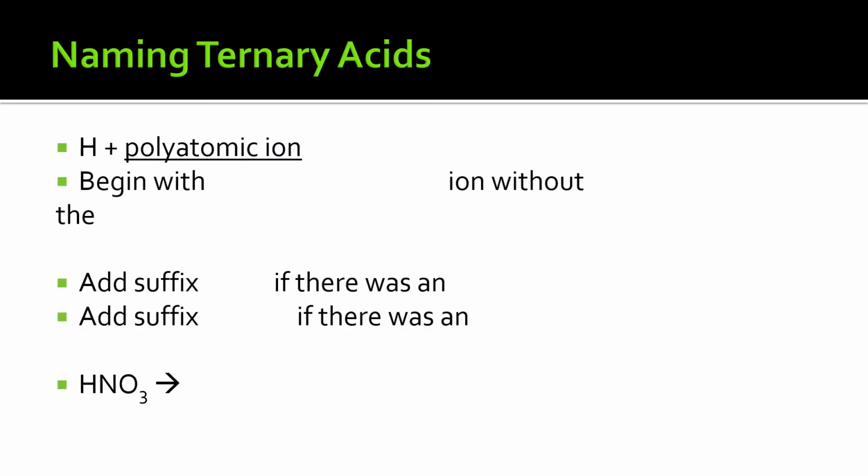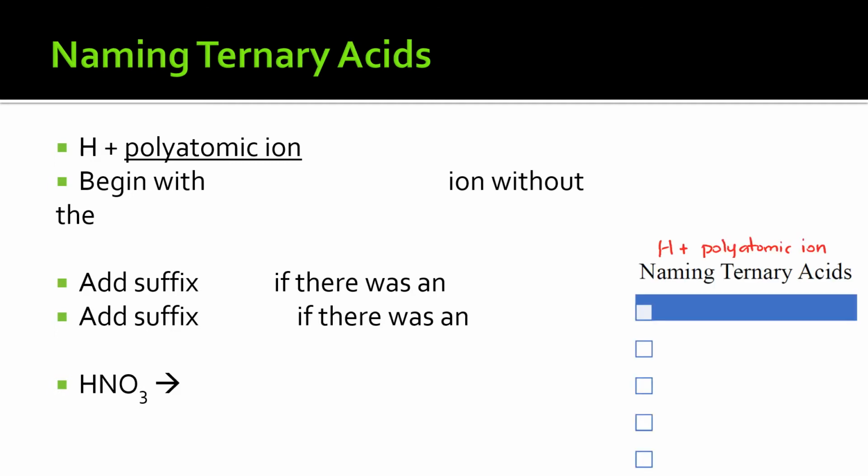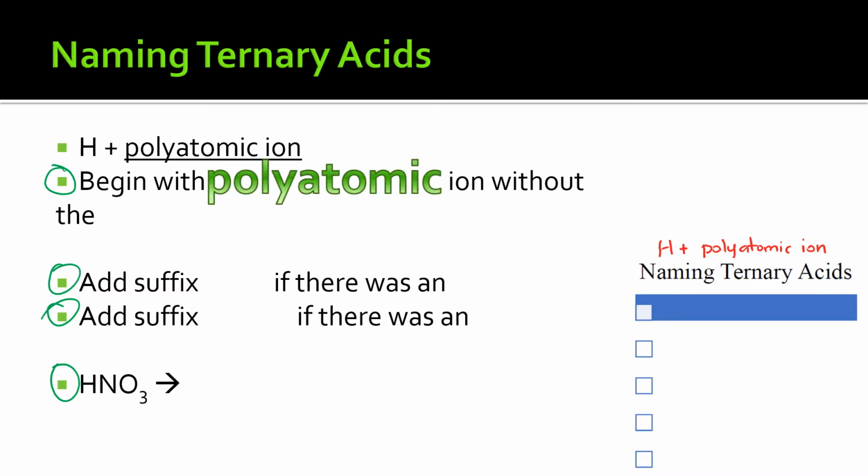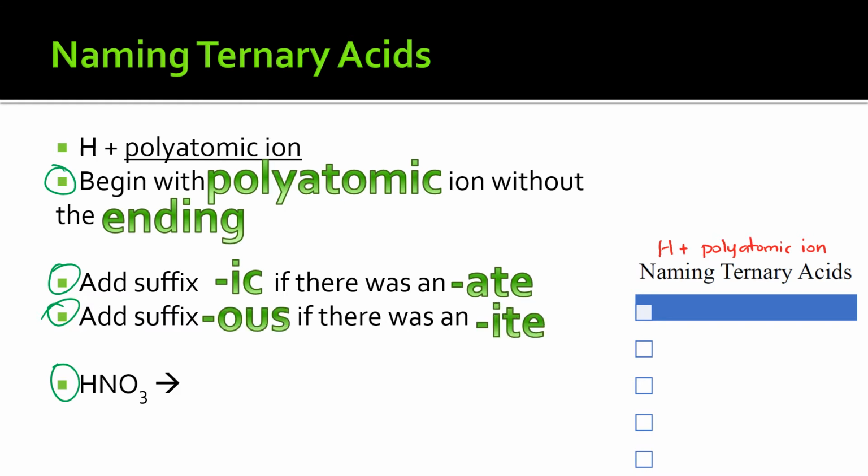Okay, ternary acids. They're acids that have an H with a polyatomic ion. So that's what I want you guys to write down above where you see naming ternary acids: H plus polyatomic ion. The rest of the box corresponds to the boxes you see here. Let's begin. We start off with naming the polyatomic ion without the ending. Then we change or add the ending, a suffix, based on the ending of the polyatomic ion. So if it ended with ate, we change it to ic. And if it ended with ite, we change it to ous.